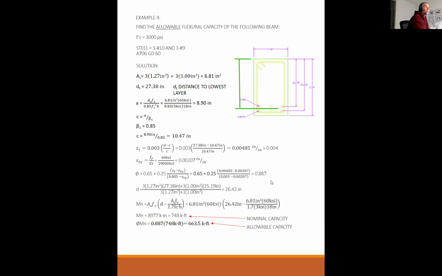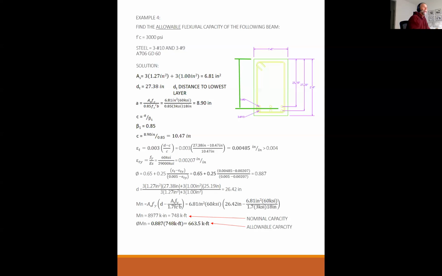Okay, are you still with me? Okay, there's 2 Ds. In this problem, because we have multiple layers, there are 2 Ds. There's D sub t to the lowest layer, and then there's D to the average of all the steel. So D is just the average of the steel. It's not those three numbers on the side. It's the average of the steel that you have there.